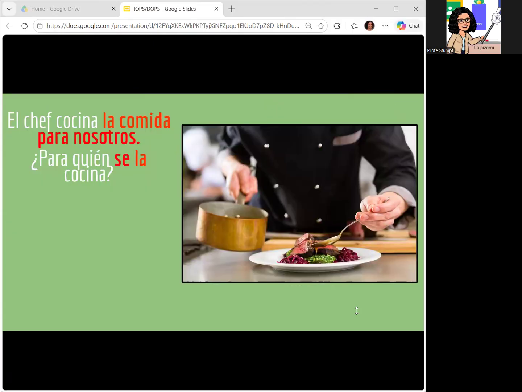So here's another example. El chef cocina la comida para nosotros. We are the receivers. So I'm going to replace para nosotros with nos. So who is receiving this action of being cooked the food? It's nos. So it's we. So el chef la cocina para nosotros. And then we replace para nosotros with nos. El chef nos la cocina.